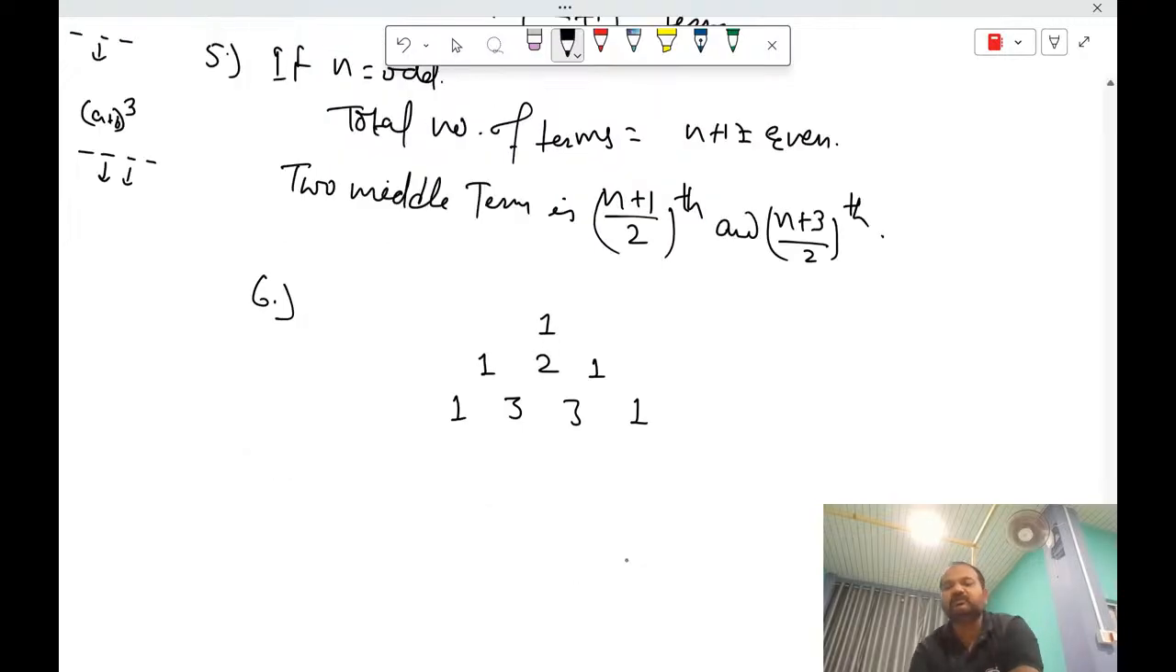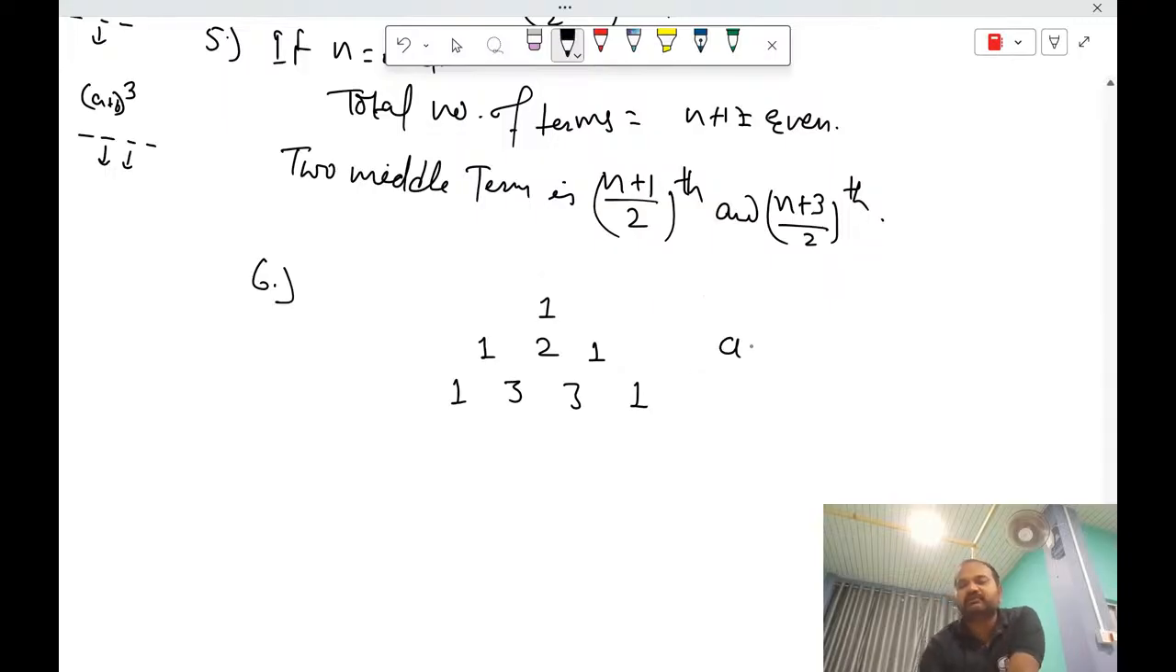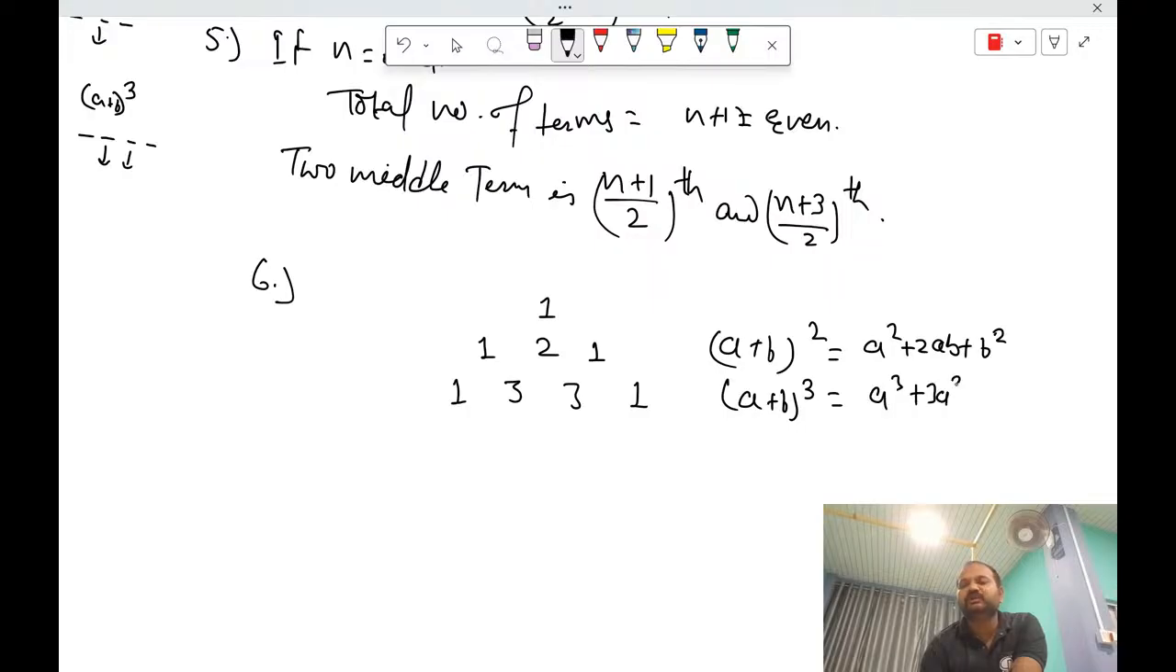A plus b whole square. This is the form of a plus b whole square, because we know that it is a square plus twice ab plus b square. So here the coefficients of the terms are 1, 2, 1: the coefficient of the square terms and twice ab. And for a plus b whole cube, it will be a cube plus 3a square b plus 3ab square plus b cube.